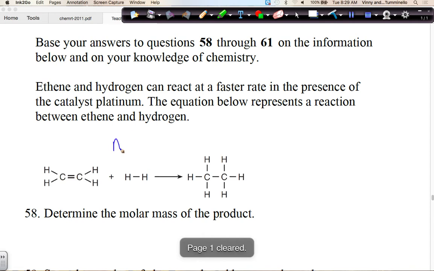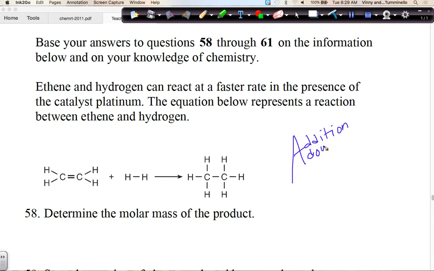This is also an addition reaction because in addition, we start with something that has a double bond and we make a product. The double bond changes to a single bond, and whatever we are adding connects to each carbon that originally had the double bond.